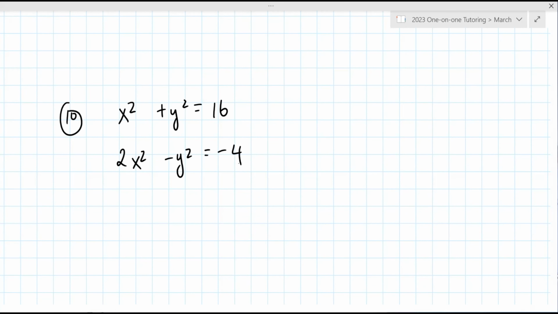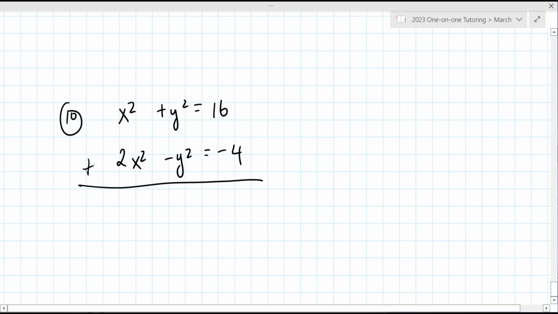Normally, you always use substitution, but because the y squareds are opposite in sign, you can use elimination. So the way this works is you add them up just like you do other systems. 3x squared equals 12. Divide by 3. I wasn't expecting this one to work out so nicely. And so what are your solutions to this part? What does this become?